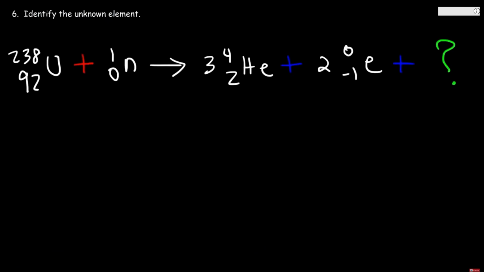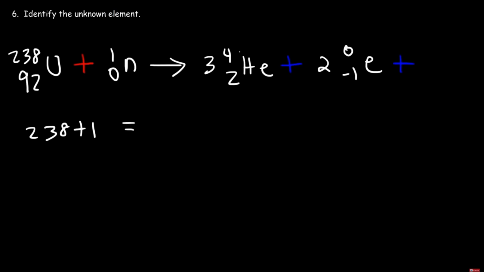The last task is to identify the unknown element. In this example, we take uranium-238, which is struck by a neutron, and as a result it produces 3 alpha particles, 2 beta particles, and some missing element. What is the unknown element? Well, we need to balance the equation first. So let's balance the mass number first, and then we can balance the atomic numbers and the charges. On the left side, focusing on the numbers on top, the mass number is 238 plus 1, and that has to equal the mass on the right side.